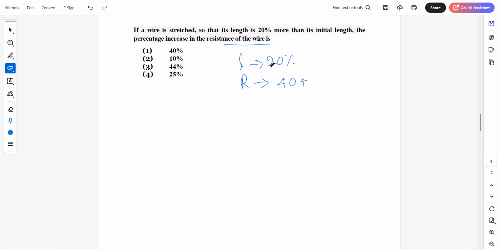that is 2, and square it. When you square 2, how much does it become? It becomes 4. This is the short trick. This you have to remember. That is equal to how much? 44%. That is equal to 44%. This is the short trick, you remember.